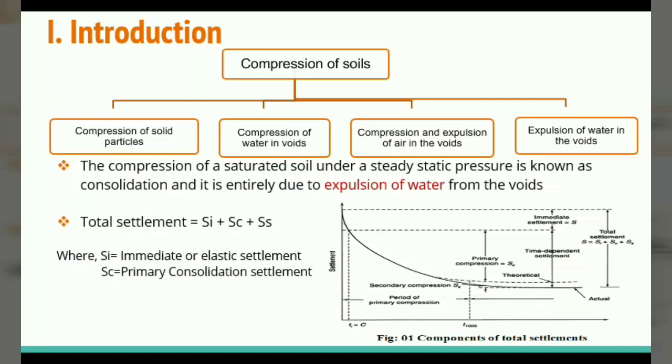Second is the primary consolidation settlement. So whatever settlement occurs during the primary consolidation is called the primary consolidation settlement. So after the initial consolidation, further reduction in volume occurs due to the expulsion of water from the voids. So when a saturated soil is subjected to a pressure, then initially all the applied pressure is taken by the water as an excess pore water pressure.